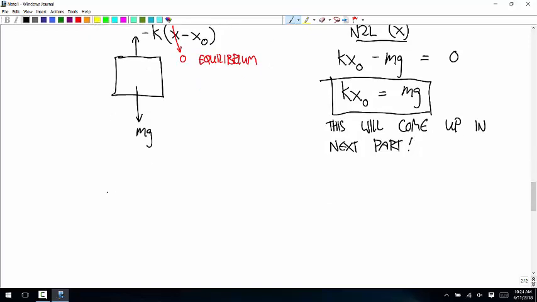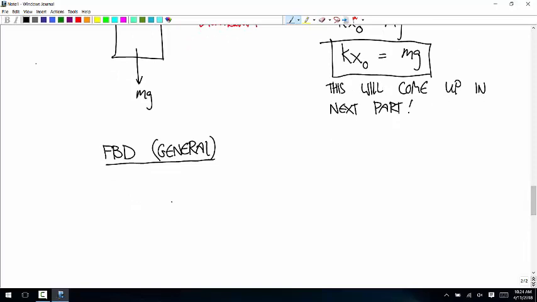So now finally we can do the free body diagram and Newton's second law in a general case. So this is the one that's going to relate to the oscillation. Here, we have the weight acting down. We have the spring force, but x is not necessarily equal to 0. So this is negative k times the quantity (x minus x0).